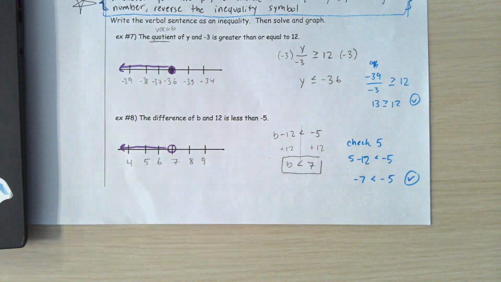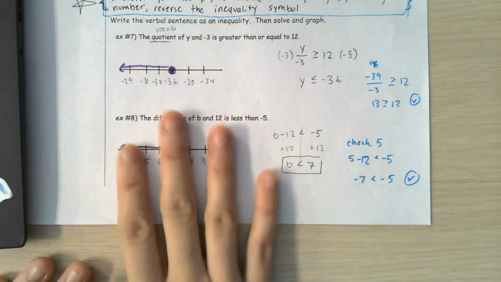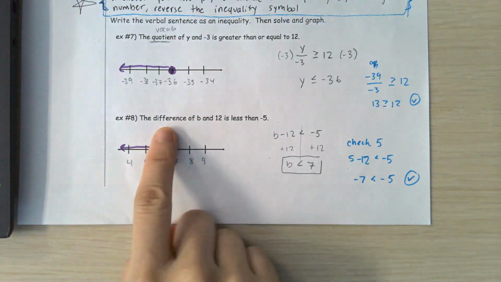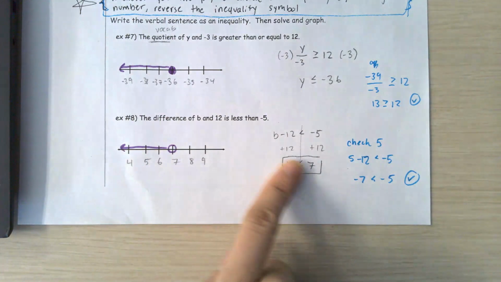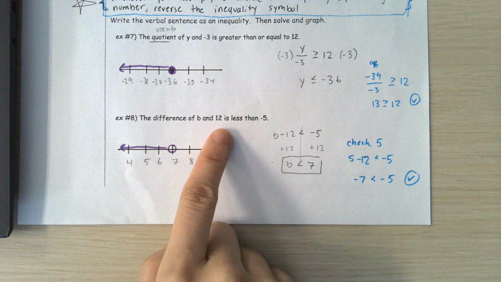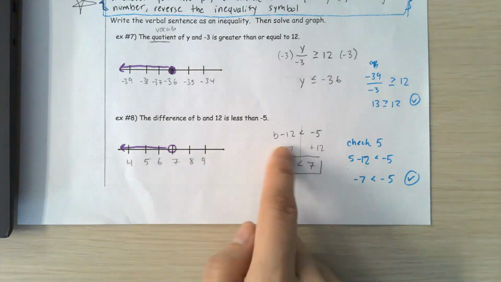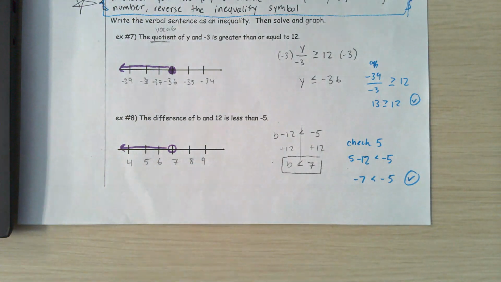And nice. So this one is being very careful, right? Making sure that you are putting the order correctly, right? The difference of b and 12. It would be wrong if you did 12 minus b. So you just got to be very careful not to mix up the words, not to get them confused in your head.